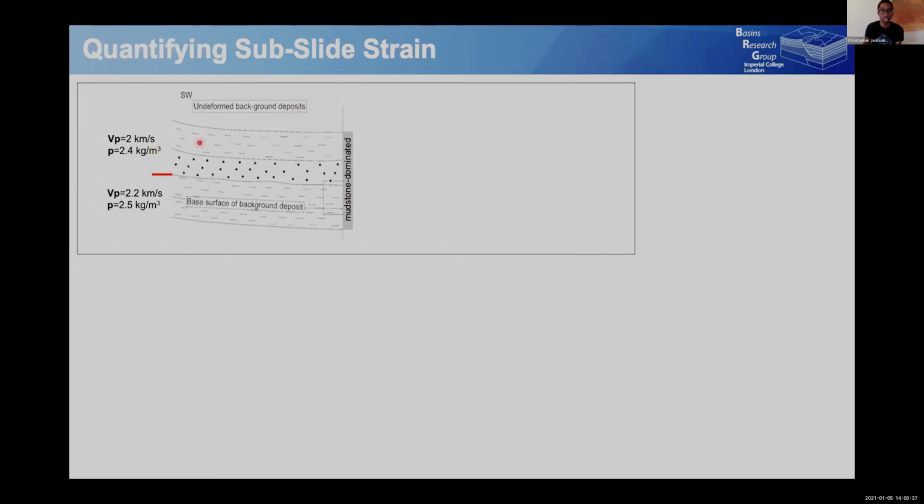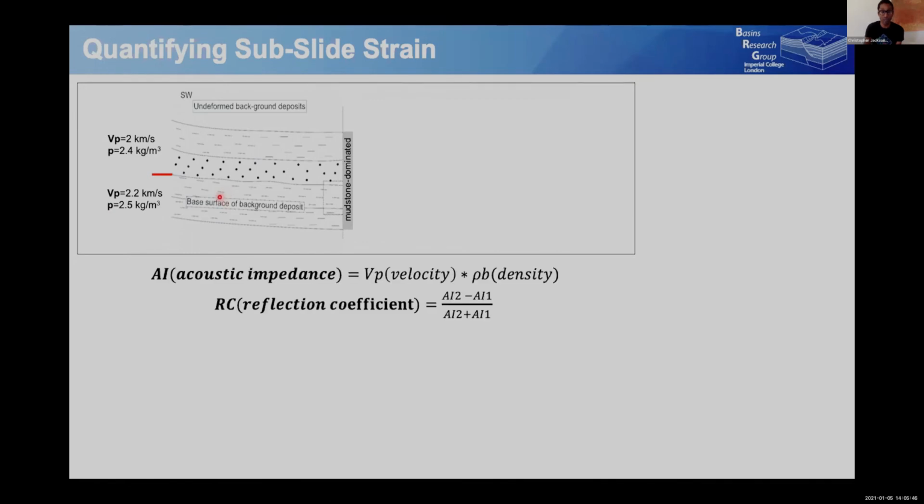We've got undeformed slope strata here. We've got these velocity and density characteristics for this upper mud, and these properties for this lower unit in here. If we then calculate acoustic impedance, reflection coefficient, trust me, I've done the numbers, that's what you get, a weak positive response at that boundary.